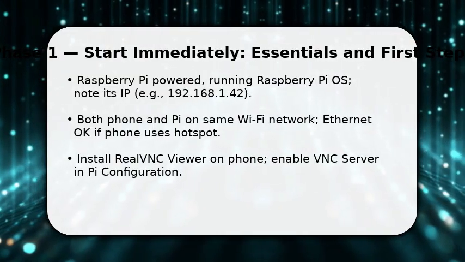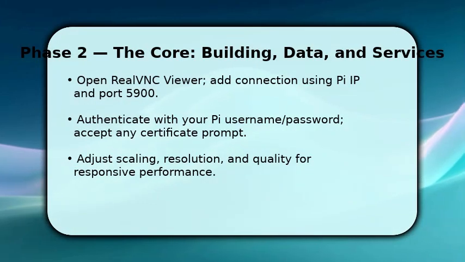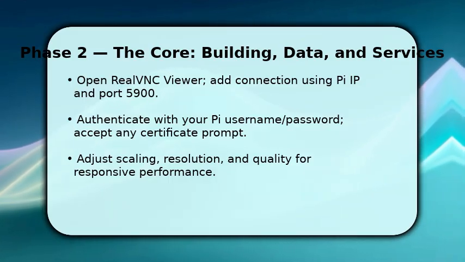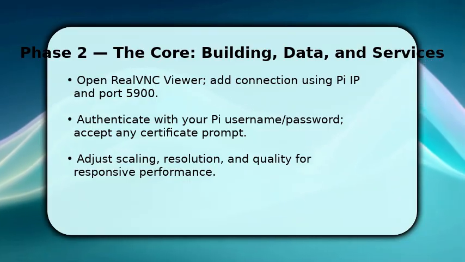You'll open RealVNC Viewer and add a new connection using the Pi's IP and default display, usually 0 or port 5900. When prompted, authenticate with your Pi's username and password. Accept the encryption/certificate prompt so the session launches.